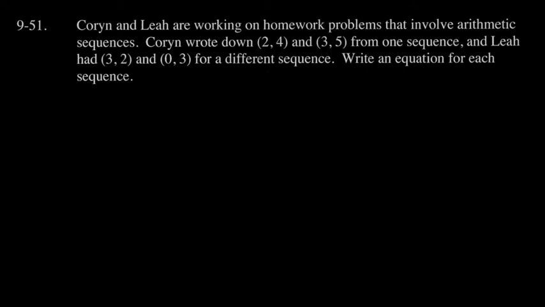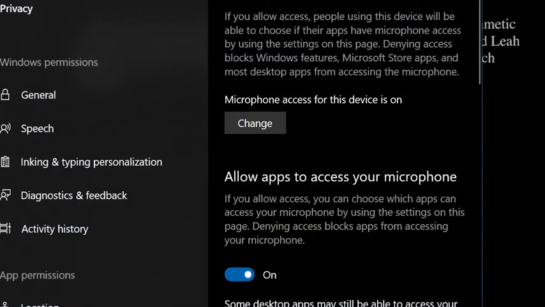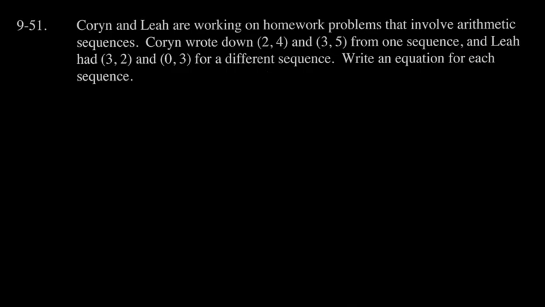Corin and Leah are working on homework problems that involve arithmetic sequences. Ooh, arithmetic sequences. So that's an important thing. These are not geometric, arithmetic, so we get to new terms by adding a value repeatedly. Corin wrote down 2, 4, 3, 5 from one sequence, and Leah had 3, 2, and 0, 3 for a different sequence. Write an equation for each sequence.